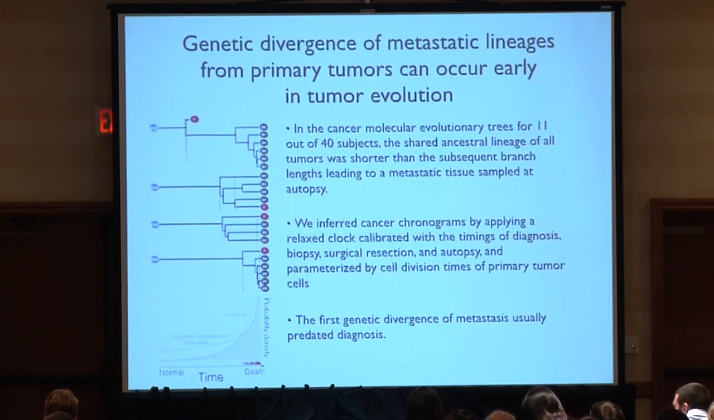We inferred cancer chronograms by applying a relaxed clock calibrated with the timings of diagnosis, biopsy, surgical resection, and autopsy, and parameterized by cell division times of primary tumor cells. And the result of that was that the first genetic divergence of metastasis usually predated diagnosis. That means the first genetic change that leads to the metastatic lineage happened before the person was even diagnosed with cancer, and that was true whether you looked at individuals who were diagnosed with metastatic cancer or just a primary tumor. Most of them were just diagnosed with primary tumor in this data set.